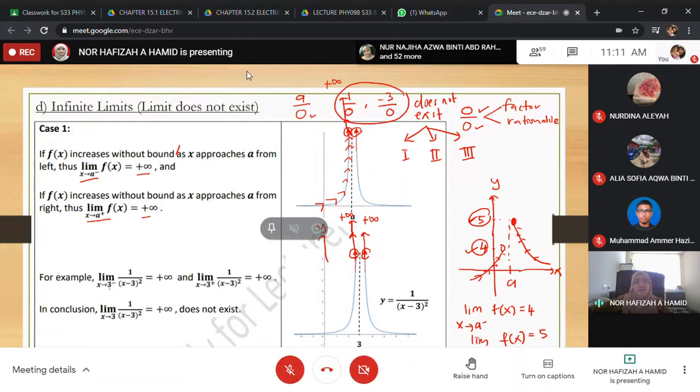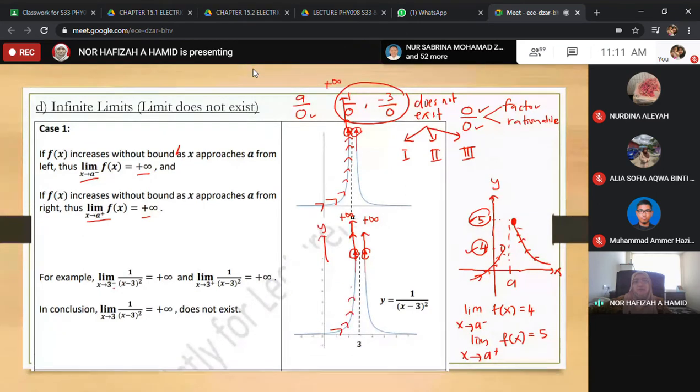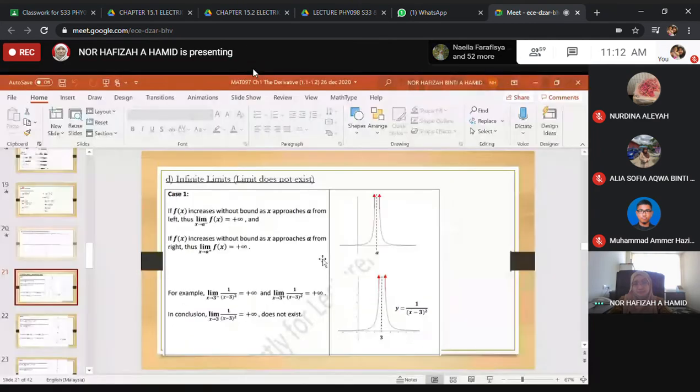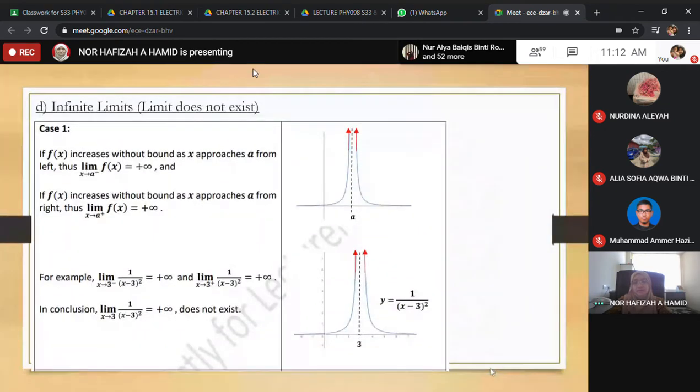So when limit x approaches 3 minus, in this graph, it approaches 3 from the left. So the graph is moving upwards until positive infinity. And when x approaches 3 from the right, the graph is also moving upward. So we have positive infinity. Okay, so this is for case 1.